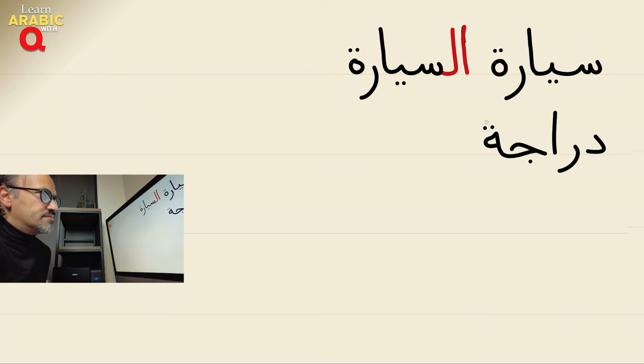Now we have دراجة, which is bicycle. Remember, سيارة is car, دراجة is bicycle. This becomes الدراجة. So it's a defined bike. We know which bike we're talking about.